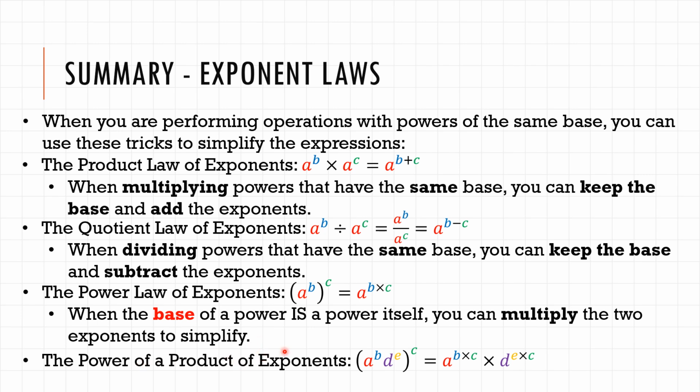The power of a product of exponents is just sort of an extension of the power law. What you can do is when you have a product of two or more powers, and all of that is being taken to another exponent, take this outer exponent and multiply it by every single exponent inside the brackets, sort of like the distributive property. So I'll multiply c times b to get bc, and then c times e, and that gives me e times c. And finally, anything to the power of 0 is equal to 1.